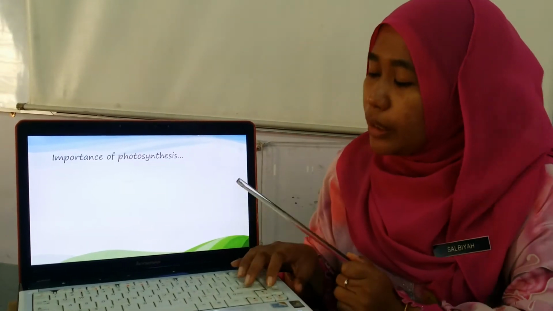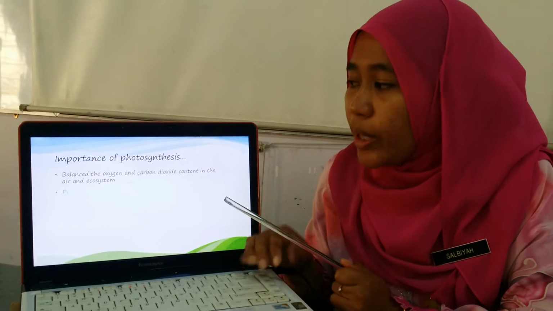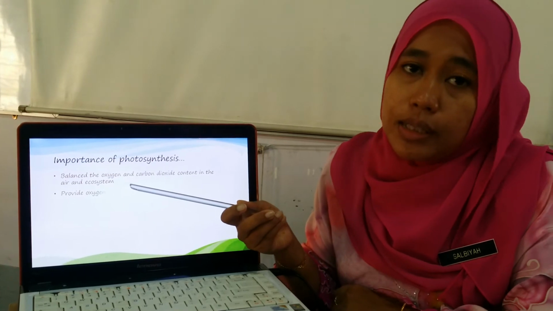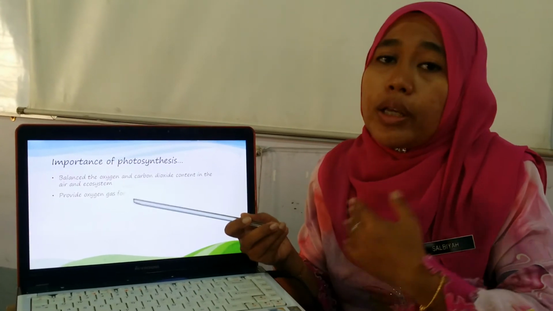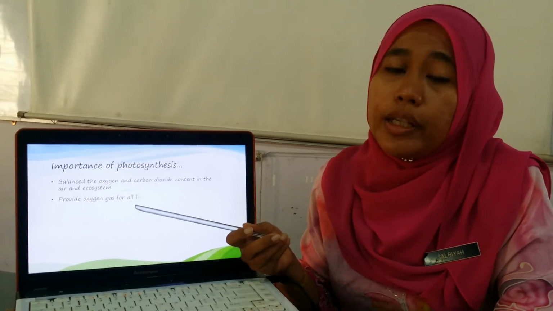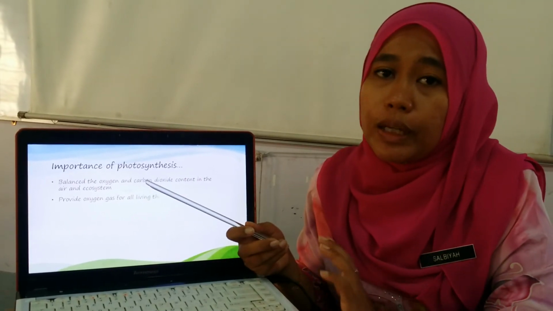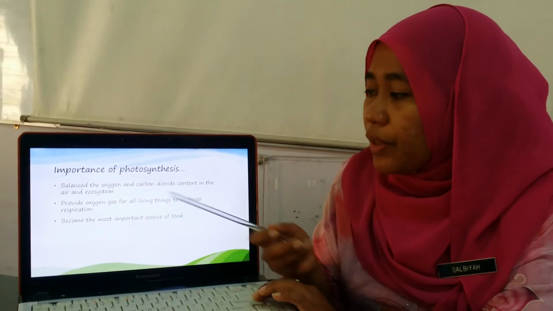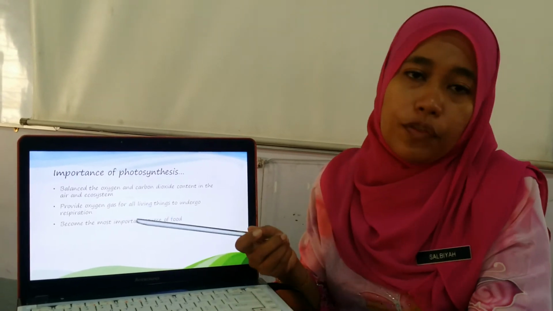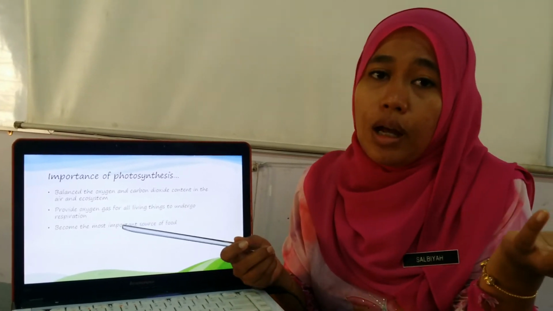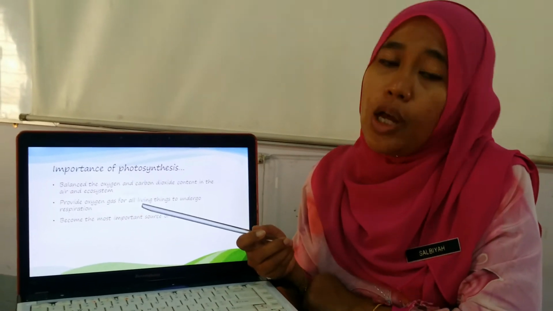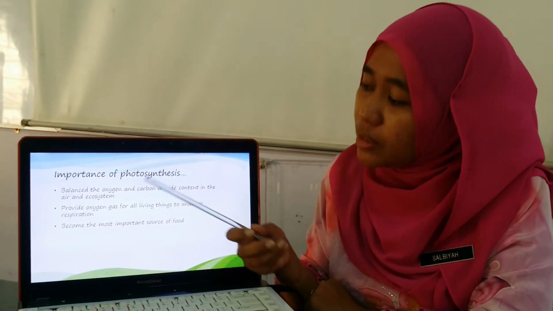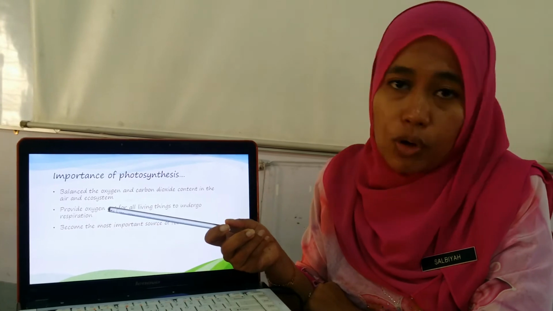Now, here is the importance of photosynthesis. The first one, they balance the ecosystem and the carbon dioxide content in the air. Like I said before, in the carbon cycle, they take in carbon dioxide and release oxygen. This maintains the amount of carbon dioxide and oxygen in the air. Second, they provide oxygen gas for all living things to undergo respiration. If all living things just depended on the oxygen content in the air naturally, we would not have sufficient oxygen for respiration. That's why we need photosynthesis to provide us with oxygen gas.